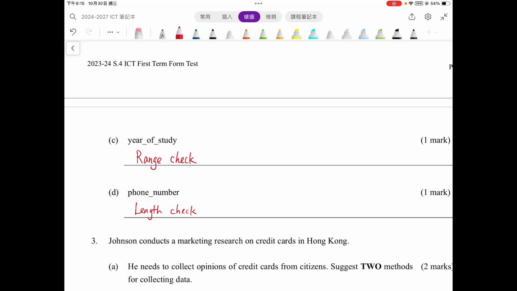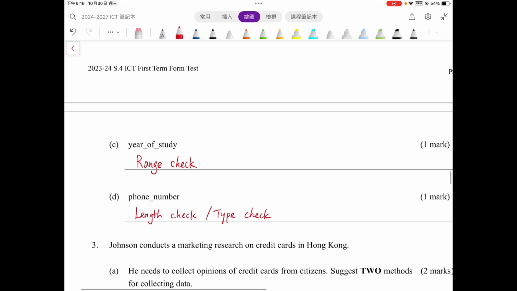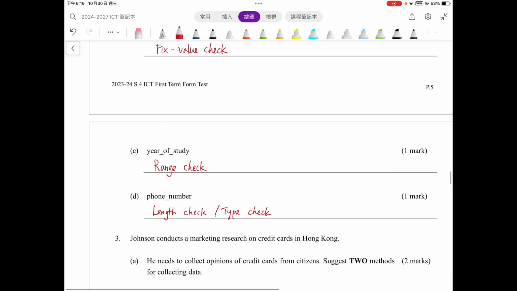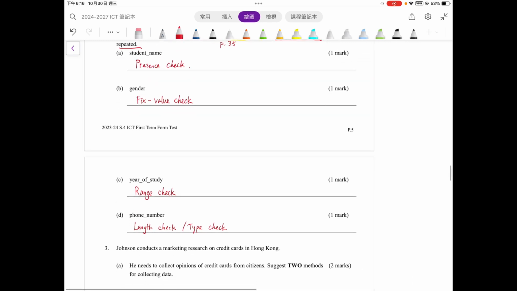And of course, you can also argue that it can be a type check, right? Because for phone numbers in Hong Kong, we only accept numbers to become your phone number. So in this case, you can also write down type check. The point is, as long as your answer is making some common sense, you will receive 1 mark from this question. So easy. So this is for question 2.